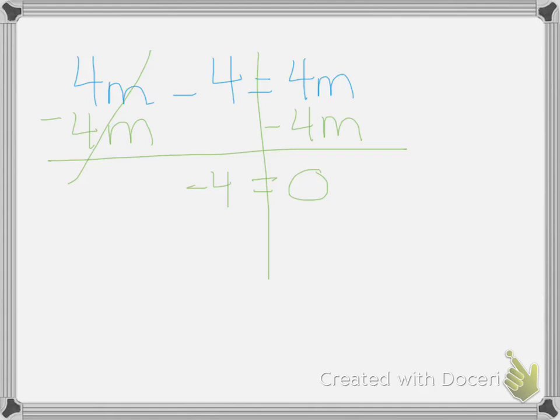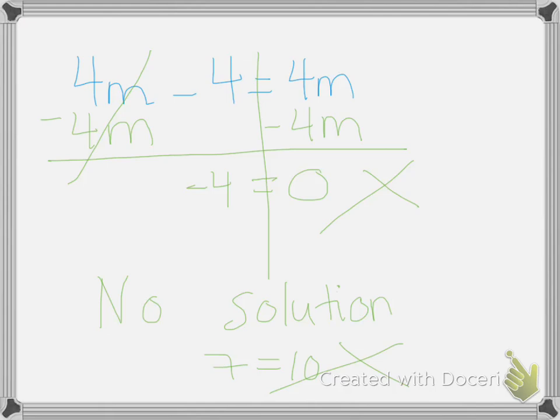Negative 4 equals 0. Does that make sense? No, negative 4 will never be the same as 0. So that means that this equation has no solution. And so you'll have no solution whenever you have two numbers that are not the same is what you're left with. So if you had like 7 equals 10, no solution. That does not make sense. They are not equal.